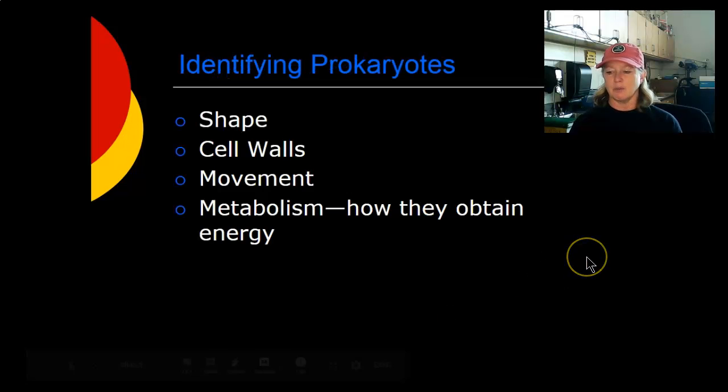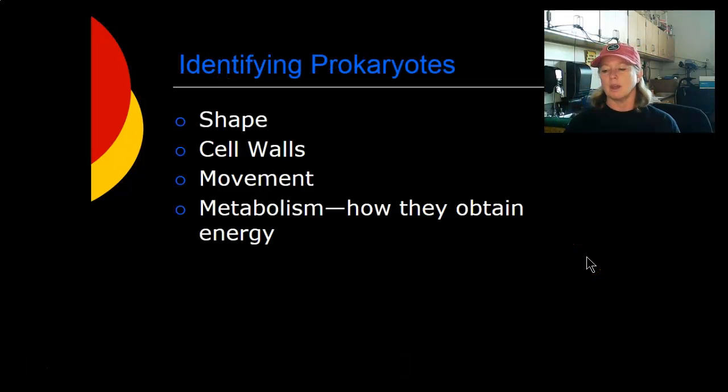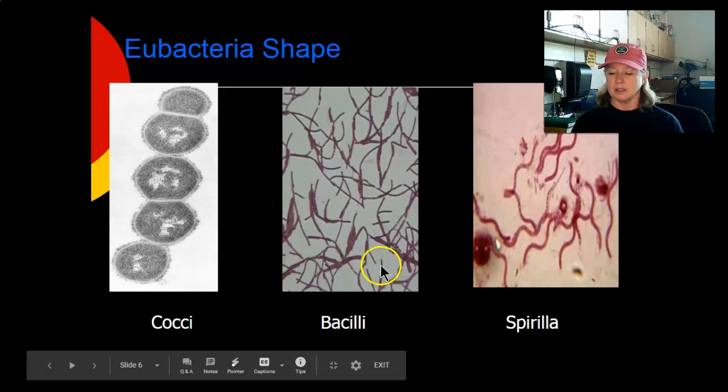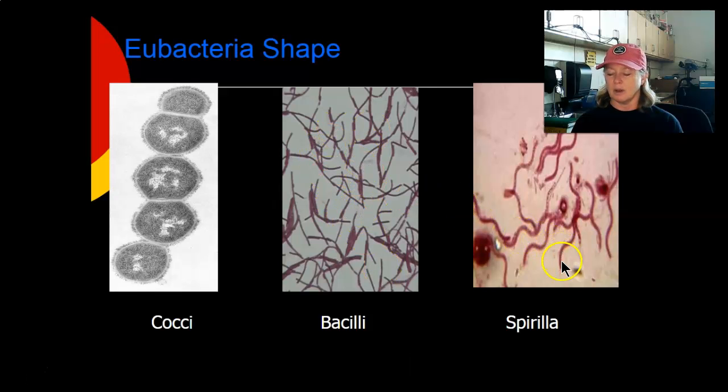Alright, so we identify prokaryotes in 4 different ways: by shape, by cell walls, by movement, and by metabolism, how they obtain their energy. So we're going to talk about shape first. There's 3 shapes that you need to be familiar with. One is called cocci or coccus, and they are round. And then you have bacilli or bacillus, and they are rod-shaped. And then you have spirilla or spirillum, and they are spirals, so they twirl.